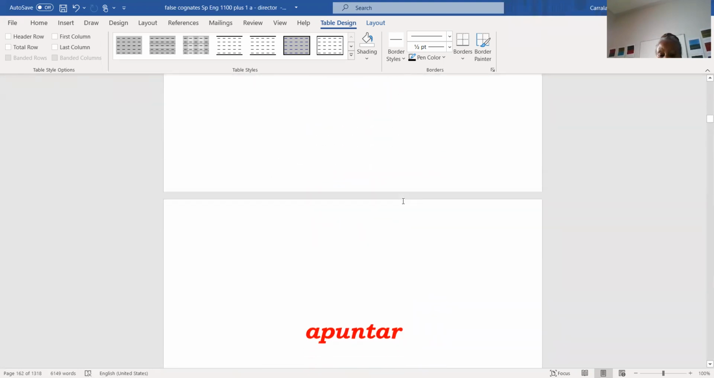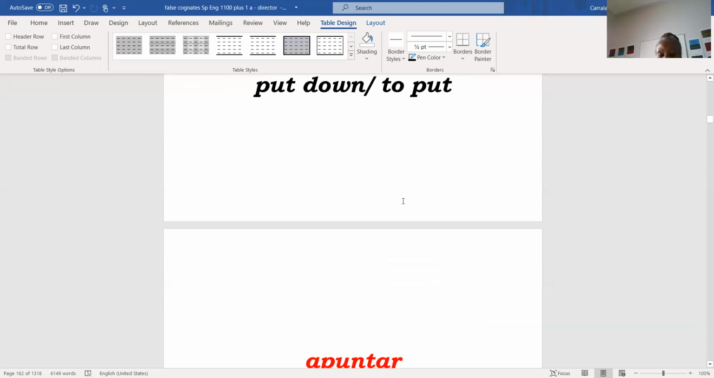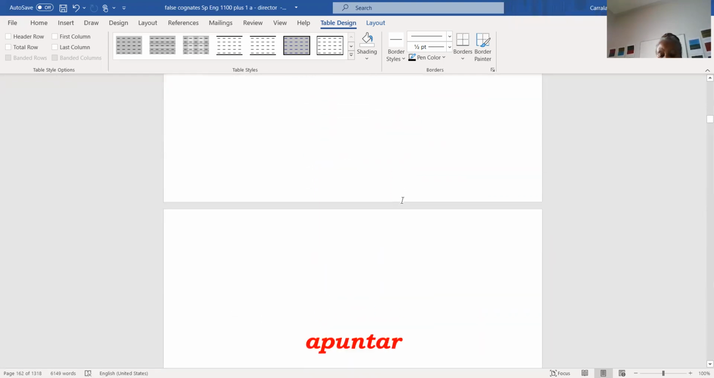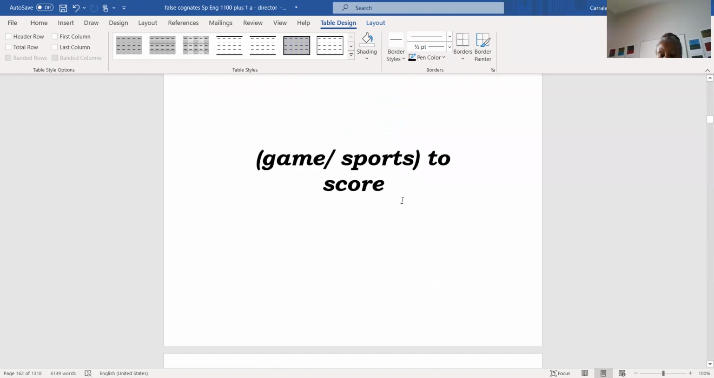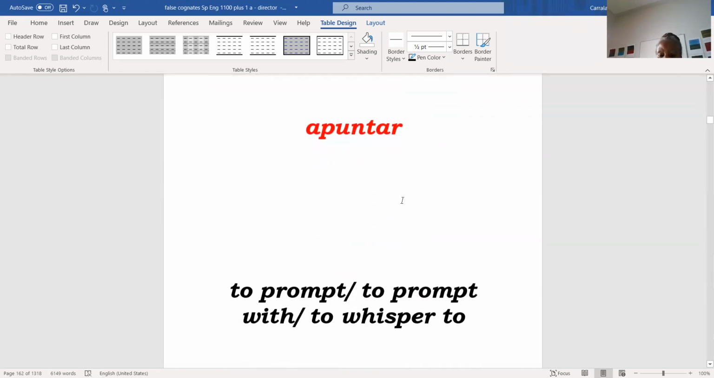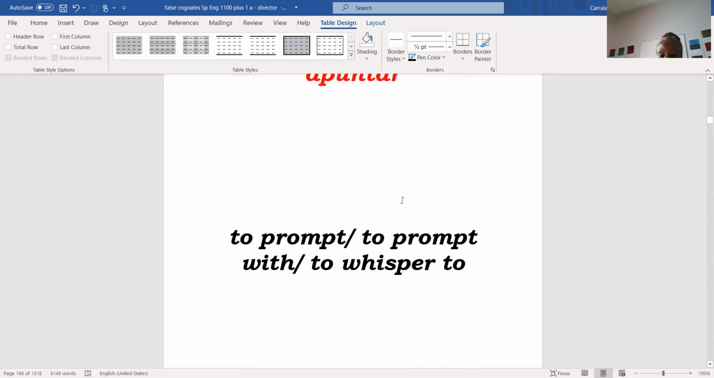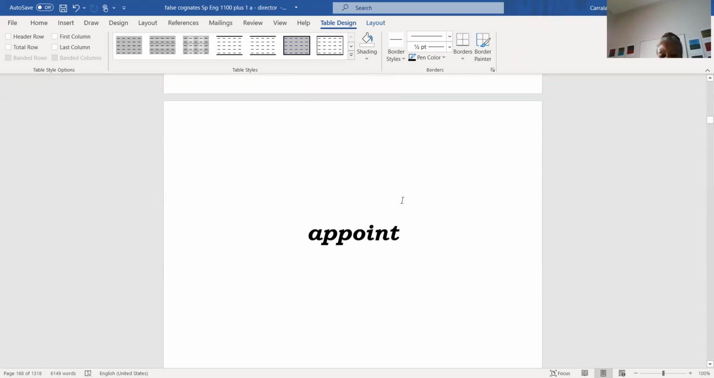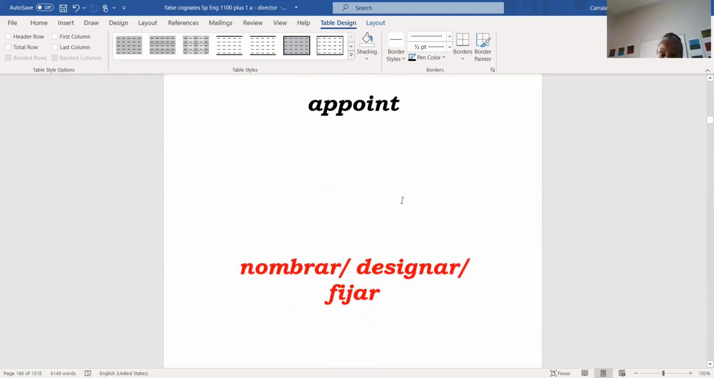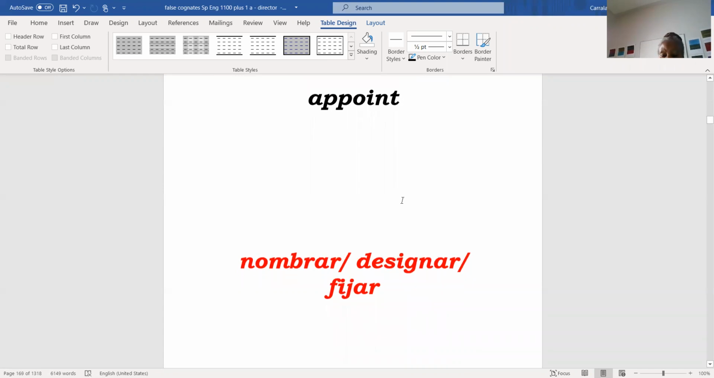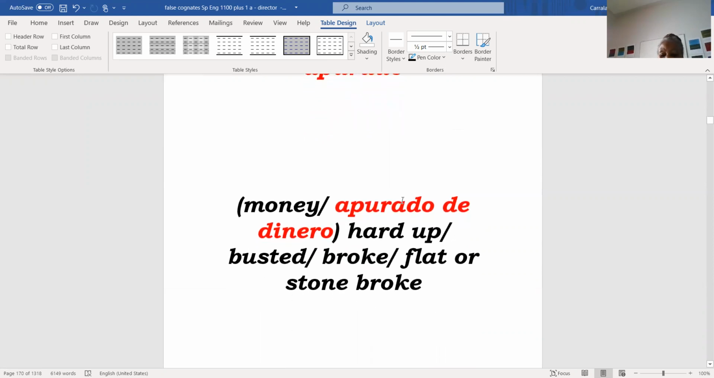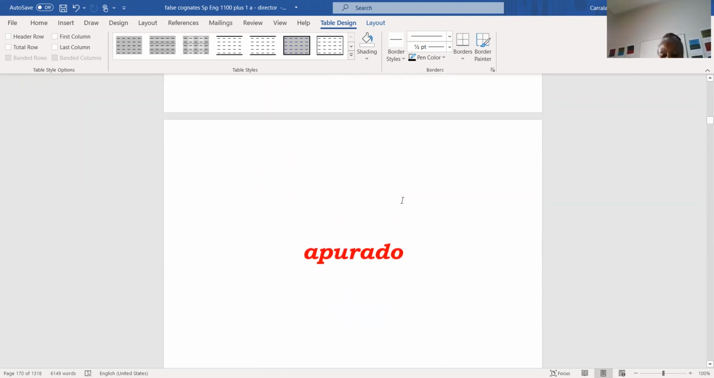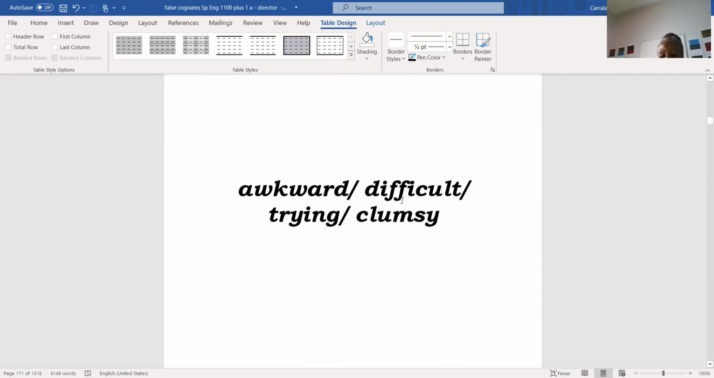Two minutes gets here very quickly. Like this is semi-true. Parts of it is true, apuntar, but to prompt with, to whisper to, no. Point, nombrar, designar, fijar, apurado. So this would have nothing to do with English. It looks like it would, but it doesn't, not really.